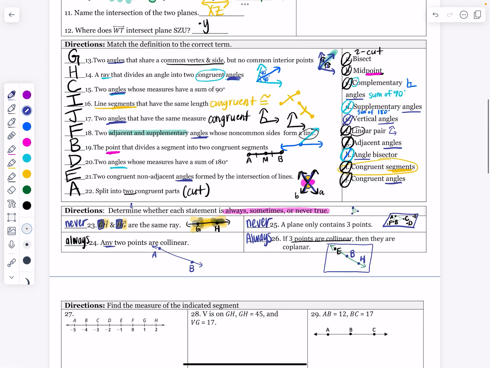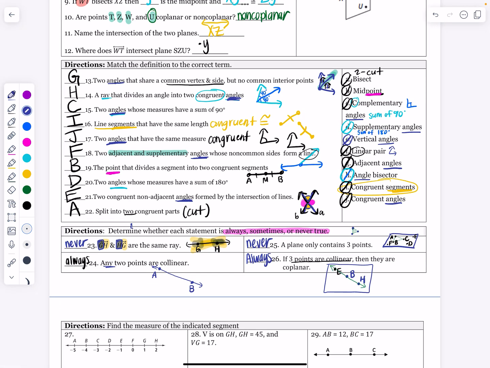That is tricky. We'll be practicing that a little bit more as we go. And then we're going to do a chapter 2. We're going to do reasoning and proof, where we do a lot more reasoning that involves determining whether statements are true or false.